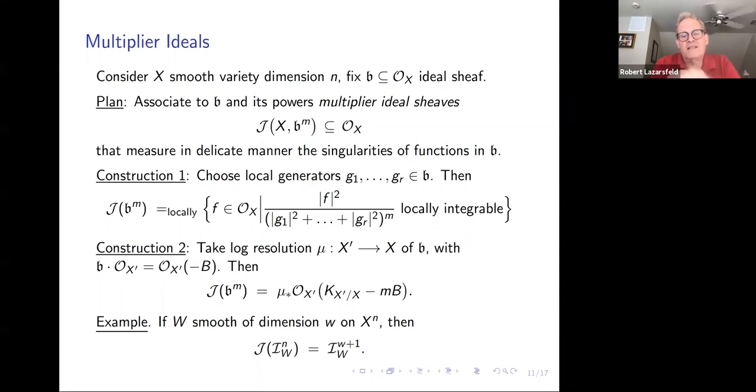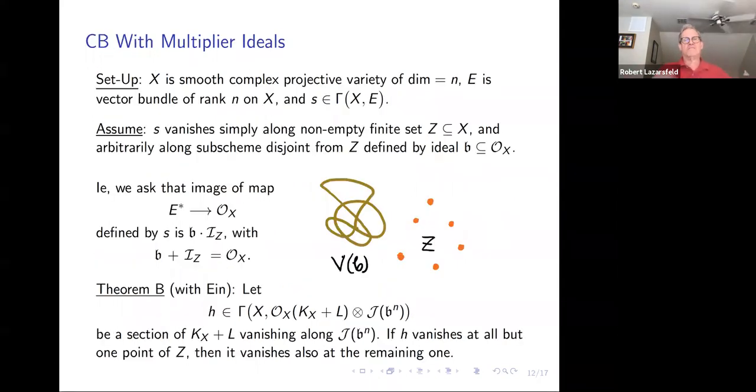And then the exceptional divisor will appear in the relative canonical bundle with coefficient codimension minus 1, I guess. And so you just write this down and you see that what you get is the multiplier ideal sheaf here is just the ideal sheaf of W to the w plus 1 power. So that's, we've seen that before. And of course, that's where that's going to come in. Okay, so that's multiplier ideals.